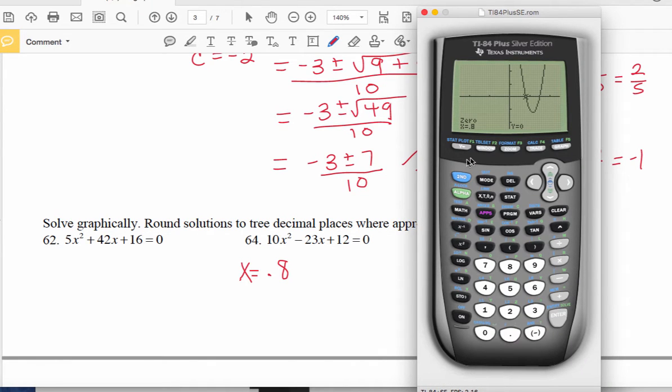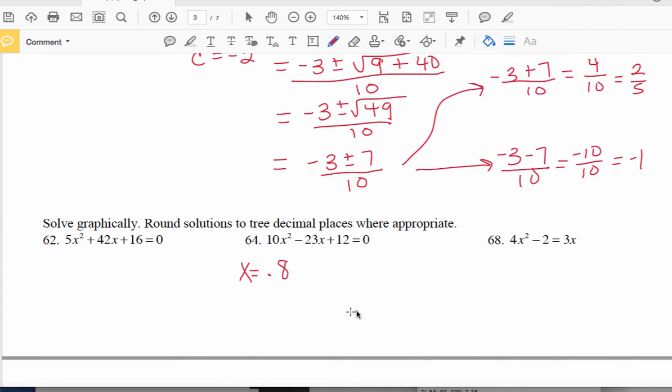And then I'm going to do second calc. I'm going to find the other 0. So I'm going to scoot my cursor over a little bit. That's my left bound. Hit enter. Right bound is going to be above the x-axis. Hit enter. And then try to go right on top. Doesn't look like I'm going to get exactly on top, but as close as I can get. Hit enter. And then I have 1.5 as my other x value.